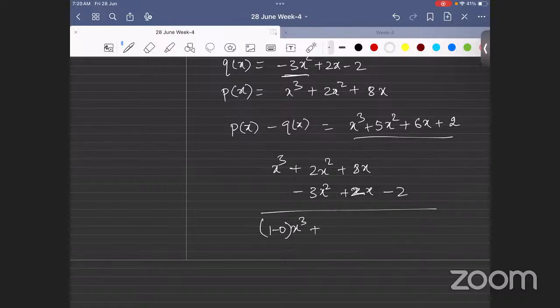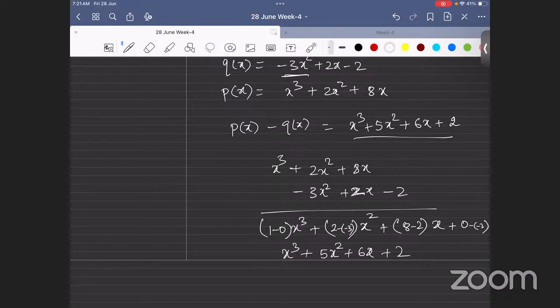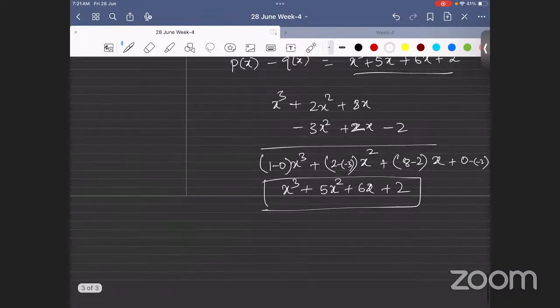And then for the variable x square, you can see the coefficient: 2 minus of minus 3, correct? So this will be 5x square. Similarly, for x also 8 minus 2, okay? And then basically we'll have to write 0 minus minus 2, correct? So we'll be getting x cube plus 5x square plus 6x plus 2. Is this clear to everyone? It's pretty simple, right?